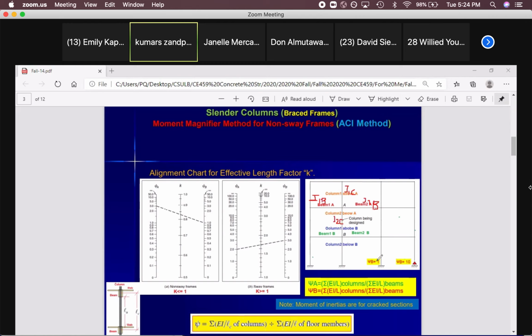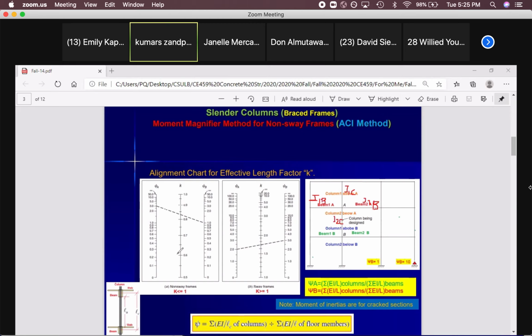That's it. So you can calculate CA. Do the same for this one. You have column 1 and column 2 at point B, find the sigma based on the cracked section. Then beam 1 at B, beam 2 at B, find those two, EI over L based on the I crack, add them together. Then for the columns, total column divided by total beams, you can calculate CB. So we find CA and CB.